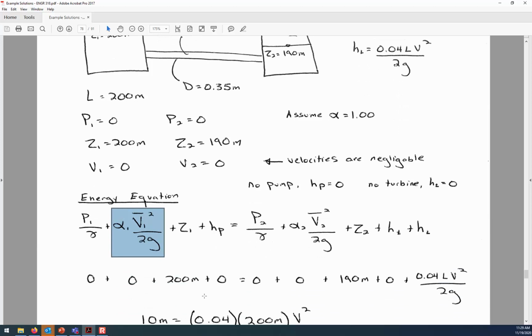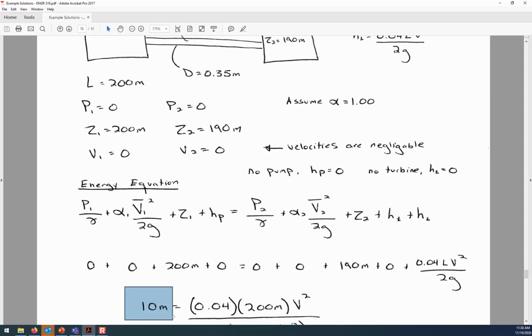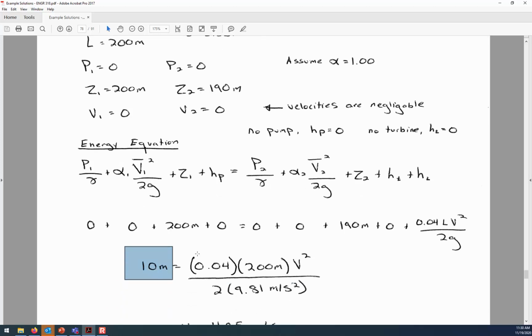Okay, so what we have is what's driving the water towards the right is the elevation difference between location 1 and location 2. If the water is at 200 meters on the left and 190 meters on the right, that's why water is going to move through the pipe. It's going to flow between the reservoirs until the two elevations are equal. So we've got a 10-meter elevation difference as the cause for the flow driving. And the only unknown in our head loss term is the velocity.